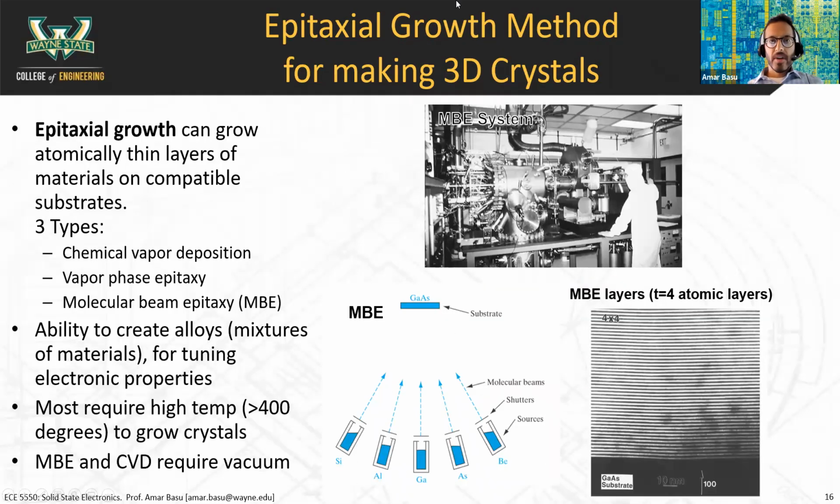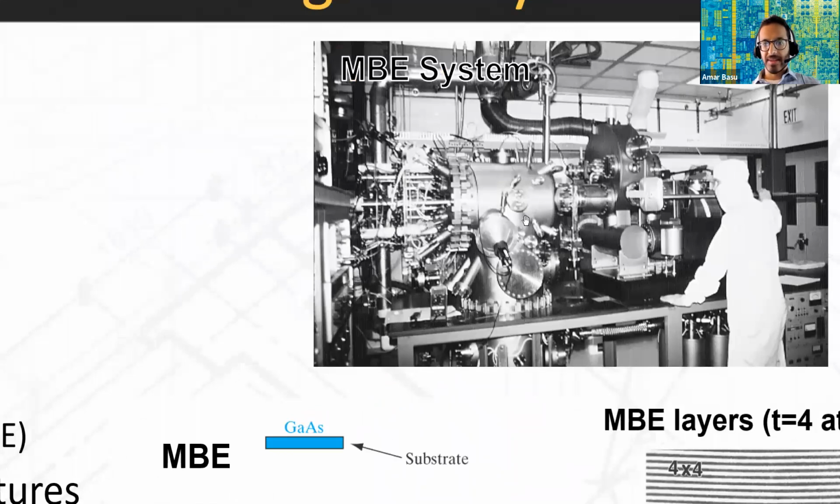Okay, there's another method for making three-dimensional crystals. So one was the Czochralski method that I showed you. The other is called molecular beam epitaxy. And some people also refer to another closely related technology called atomic layer deposition, or ALD. So this type of approach is very different. It's done in a vacuum chamber. And this is this complex thing you see here. This metal vat is essentially a vacuum chamber.